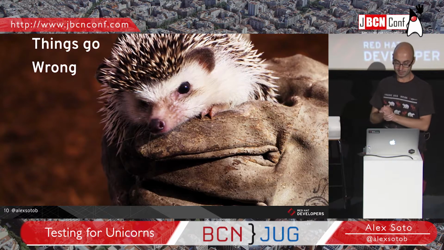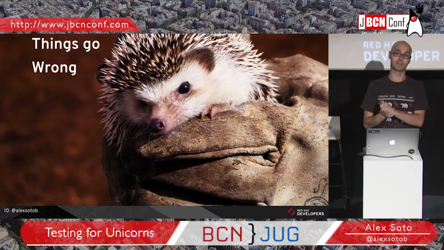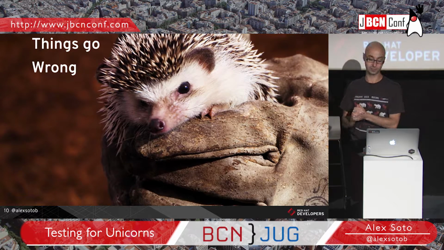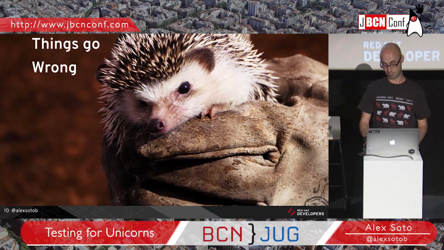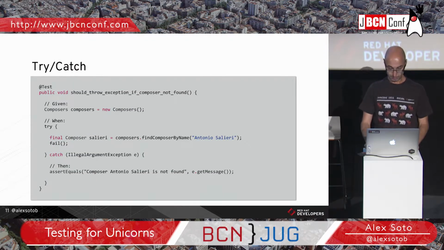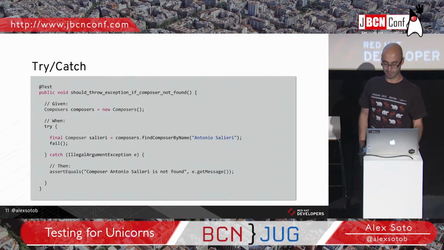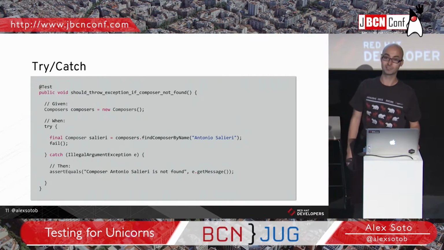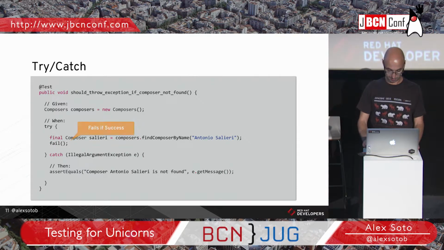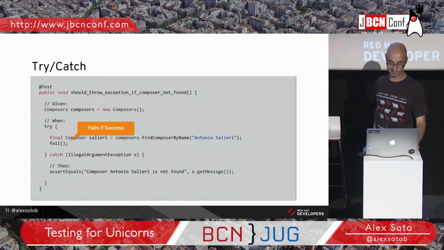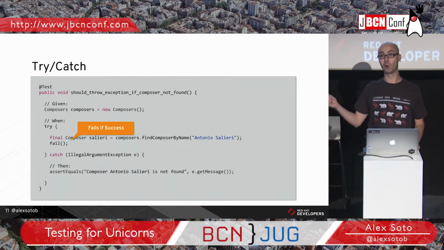Another thing is that your code might be perfect, but at the end, it also throws exceptions. It might fail, and you also need to test exceptions. So one way to do it is like this. At the end, this is a try catch in your test, which, I mean, it works, but it's not beautiful at all.